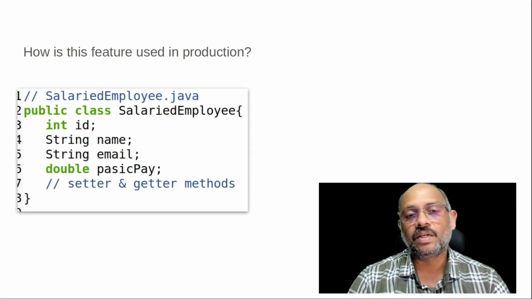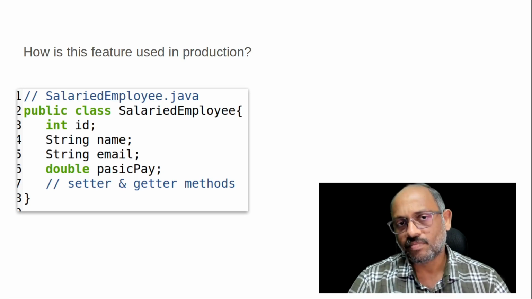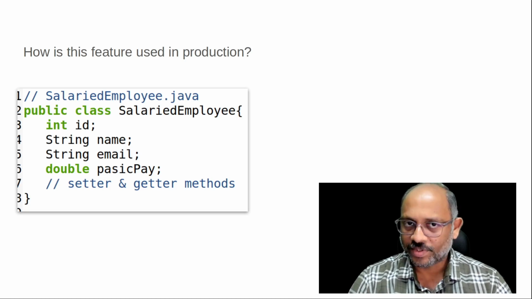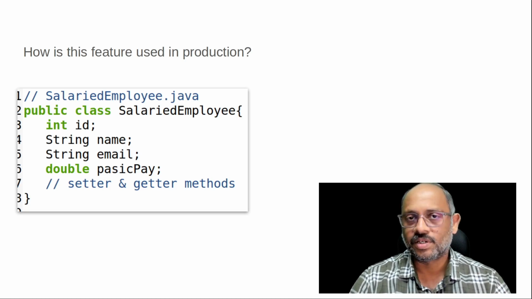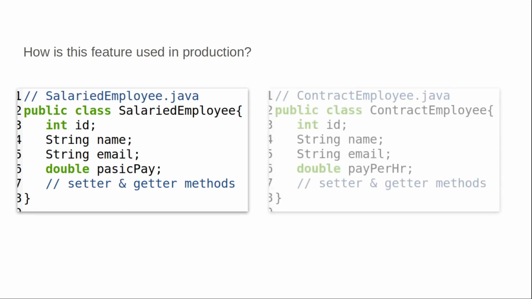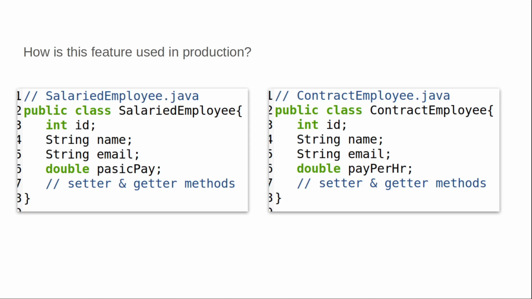Suppose I am developing a software application for a production company where there are two kinds of employees. They are salaried employees. For salaried employees, my client is going to capture ID, name, email, and the basic pay of the employee. And another kind of employees my client has are contract employees. About contract employees, ID, name, email, and pay per hour are the data my client is going to capture.